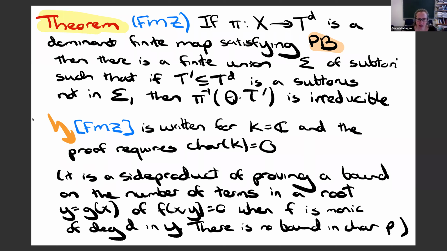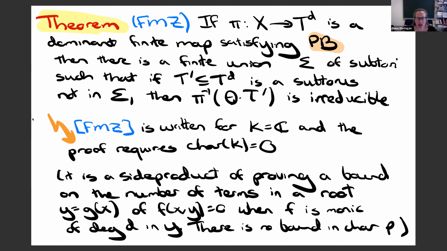It's a side product of proving a bound for one of those very nice, bewilderingly elementary questions, which is the following: if I give you a polynomial f in 2 variables, x and y, and I ask you, what can you tell me about possible polynomial roots for this? By which I mean, what are the possibilities for polynomials y equals g of x? So we're going to have f of x comma g of x equals 0. If I tell you a bound on the degree of f, can you give me a bound on the number of terms of g? So proving that bound is actually the main result of the Fuchs-Mantova-Zannier paper, and the Bertini theorem comes out as a corollary of some of the methods.